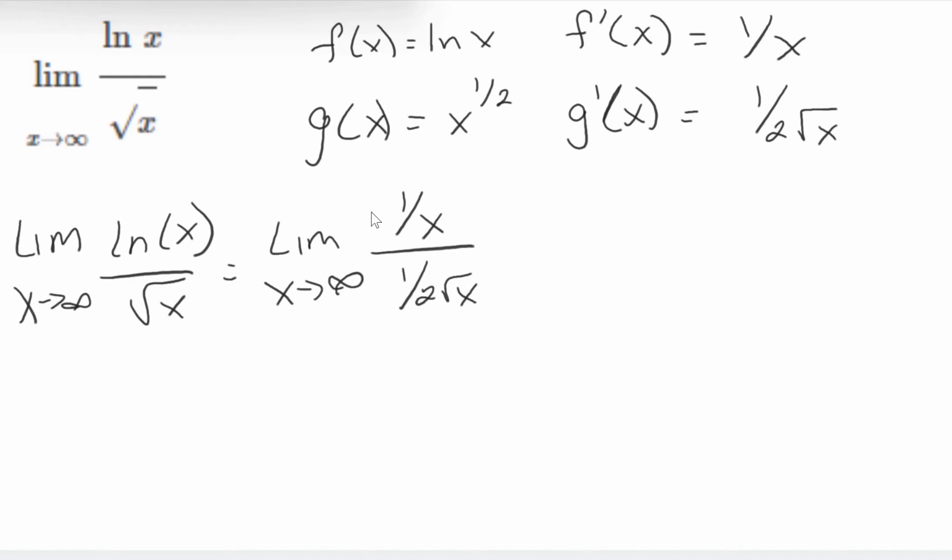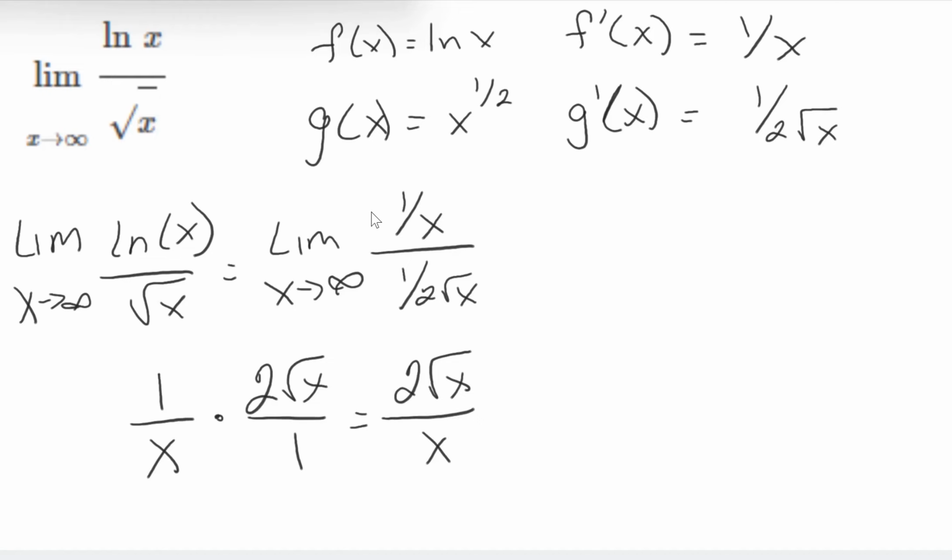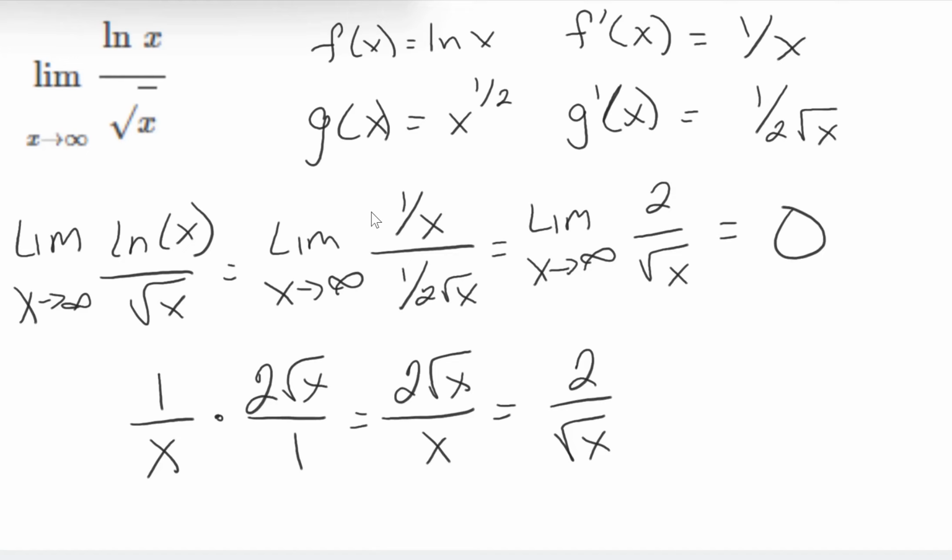All right? We have a fraction over a fraction. So if I look at 1 over x, and then we can flip this one over, so I have times 2 square root of x over 1, because keep change flip. I now have 2 square root of x over x, which equals 2 over the square root of x. And that goes to 0. So while it wasn't a factoring one, it was one where you don't want to just keep doing the derivative if you don't have to.